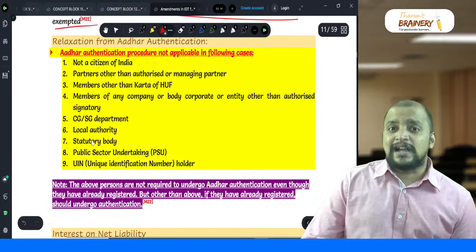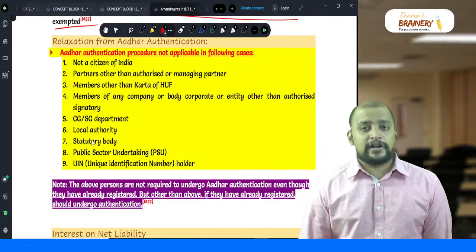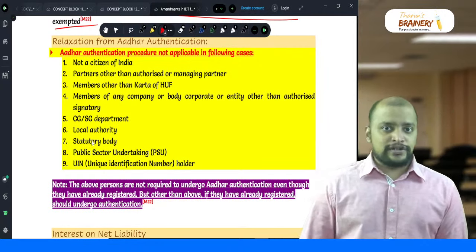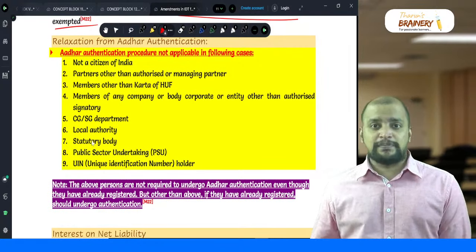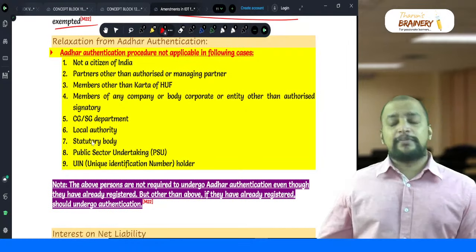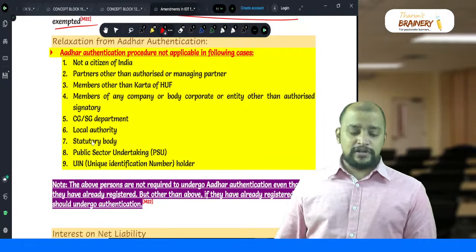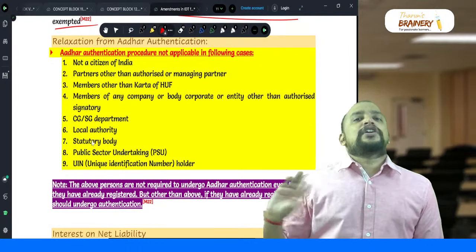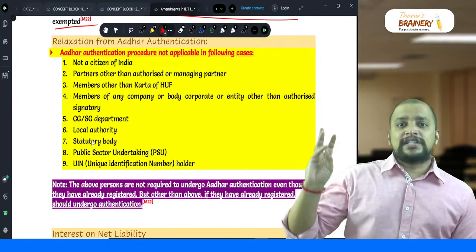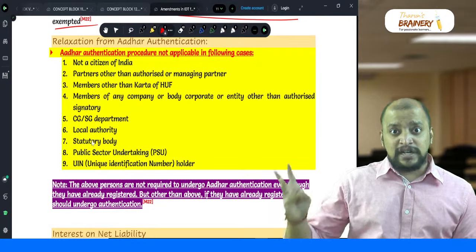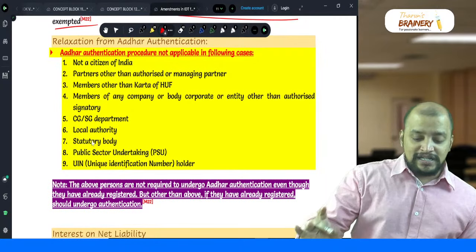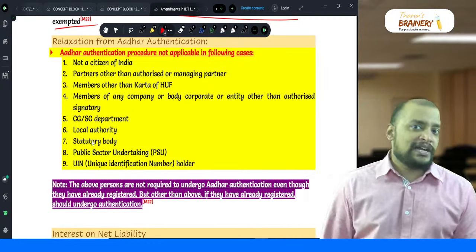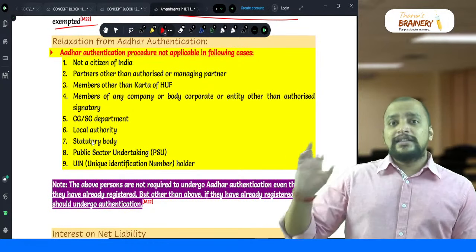Then you take any company, body corporate or any other entity, the authorized signatory is only required to undergo authentication, but other people in the body corporate or company are not required to undergo authentication. Okay, these are the 4 points you need to remember. And thereafter, government is not required to undergo authentication. So central government or state government department, local authority, public sector undertaking and statutory body under the Act of Parliament or state legislature, they are also not required.